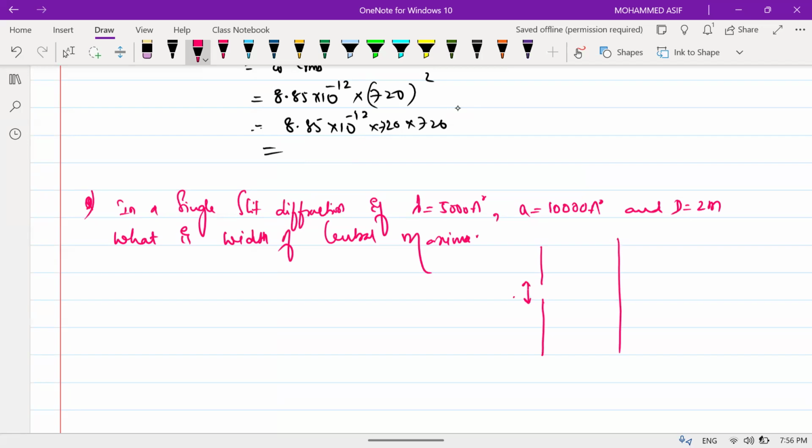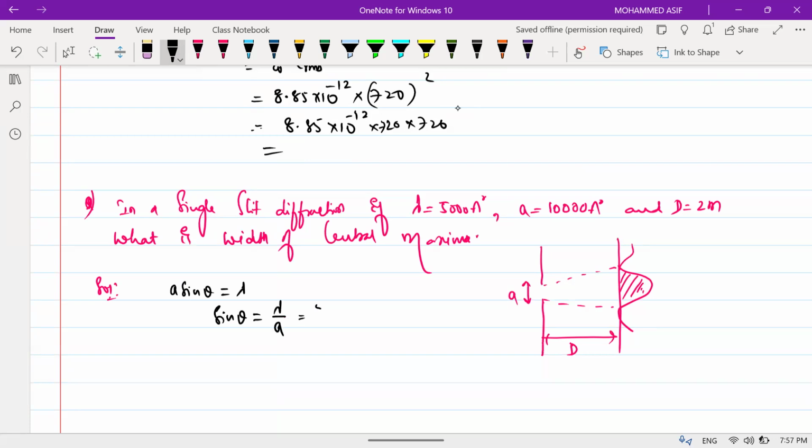The light is going from here and falling on the screen like this. So this will be your central maximum. The width of the central maxima: a sine theta is equal to n lambda, where n is equal to 1. So sine theta is equal to lambda divided by a.